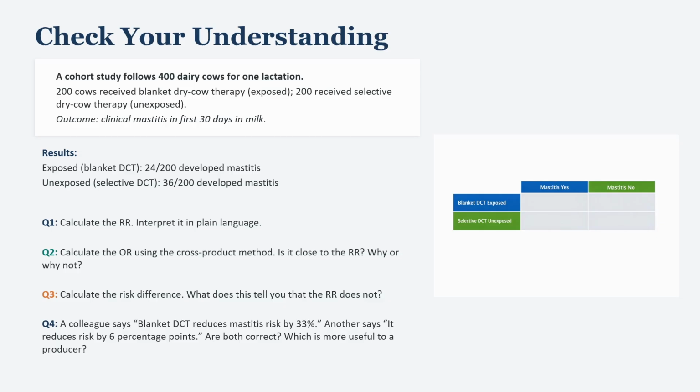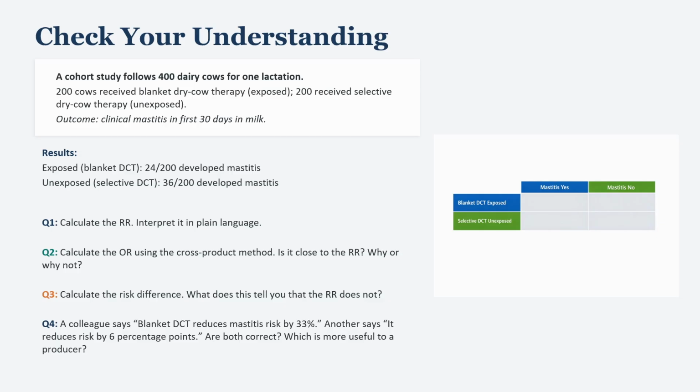Somewhat. They're in the same direction and approximate range, but they're not identical. Mastitis incidence in this study is 12 to 18%, which is not extremely rare, so there is some divergence between OR and RR. The OR overestimates the protective effect slightly, 0.621 versus 0.667. This illustrates that the rare disease assumption doesn't fully hold at these prevalence levels, and the OR and RR should not be used interchangeably. Question 3, risk difference.